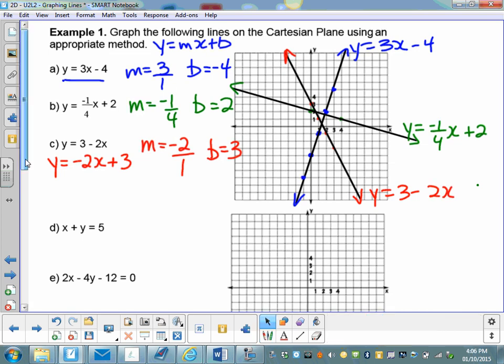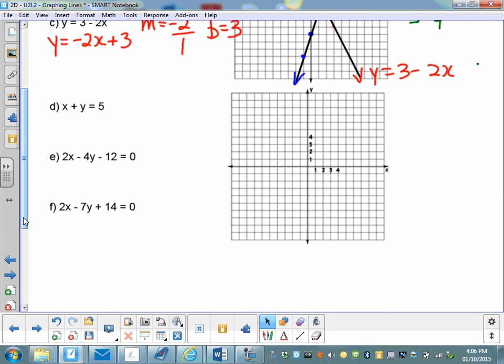All right, we're down to the bottom ones here. These ones are not in y equals mx plus b form, so these are good candidates to find the intercepts. I'm going to suggest that when you're finding the intercepts, you make a little table like this. And really, we want to find what y is equal to when x is equal to 0. And we want to find the other intercept, which is what x is equal to when y is equal to 0.